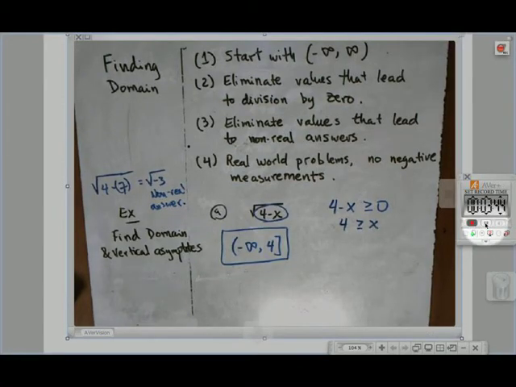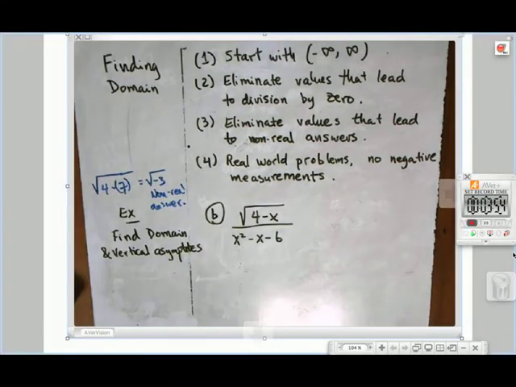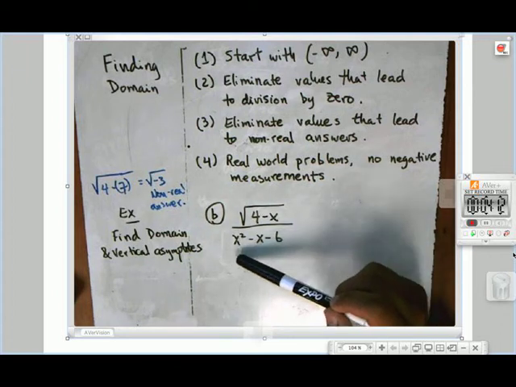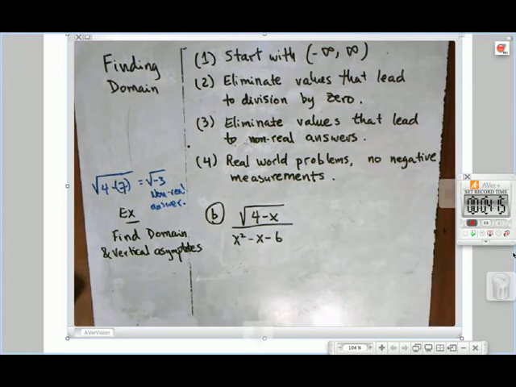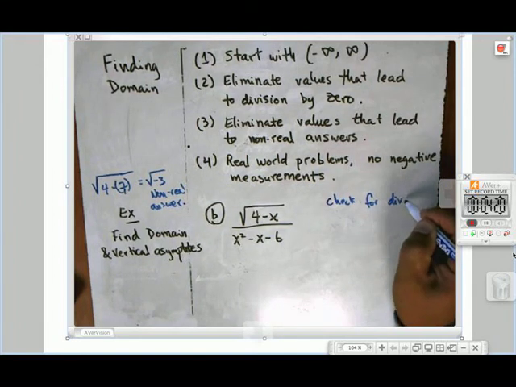So now let's continue with a couple more challenging examples. So here I have a function that says square root of 4 minus x over x squared minus x minus 6. And let's go through the list. Start with all real numbers. Eliminate all values that lead to division by 0. And I do have division here, or a denominator with variables in it, so I have to check that. So check for division by 0.